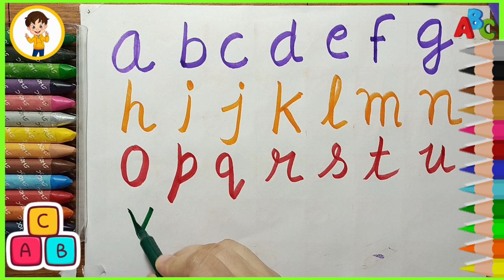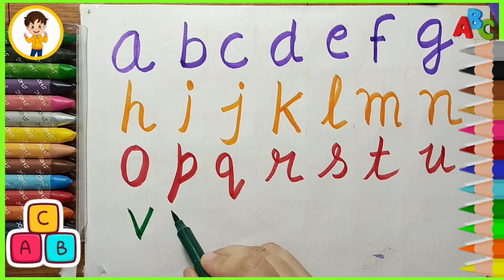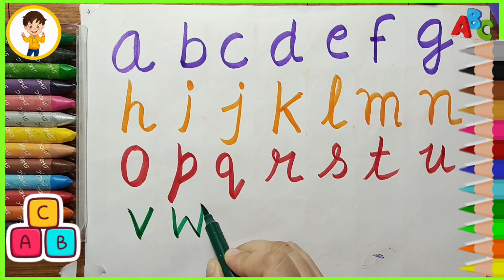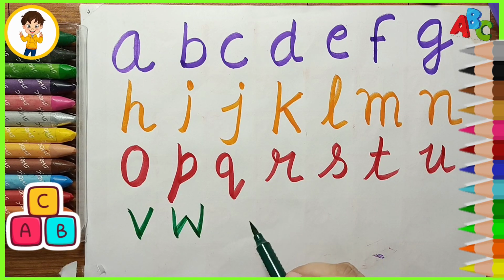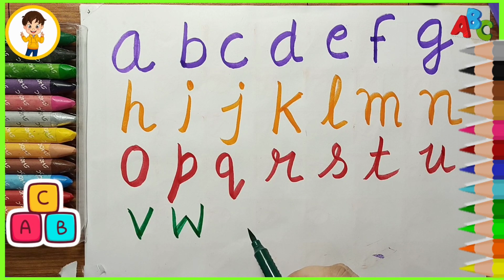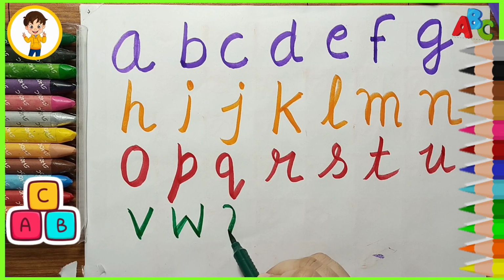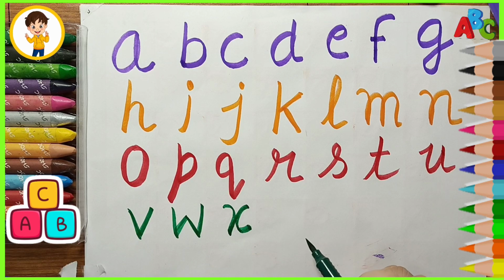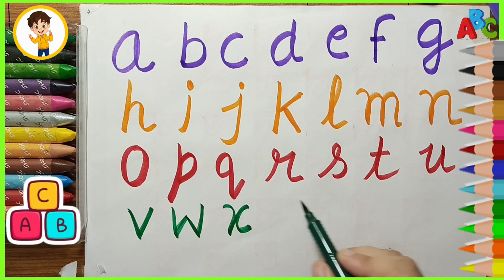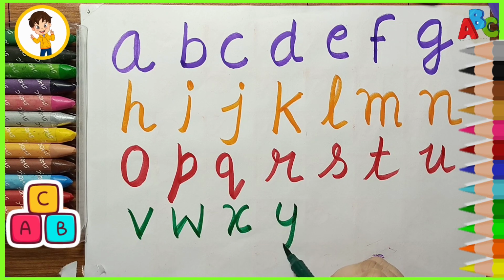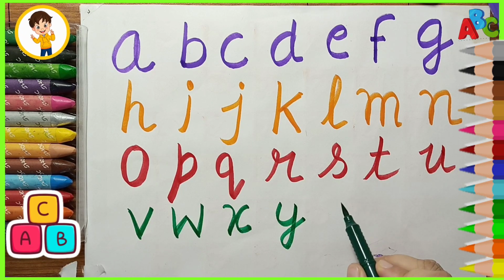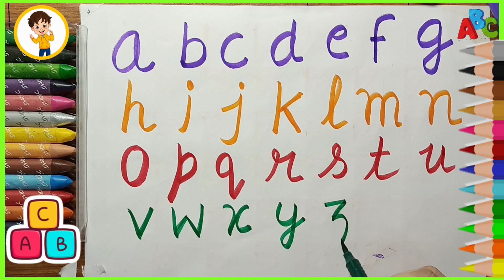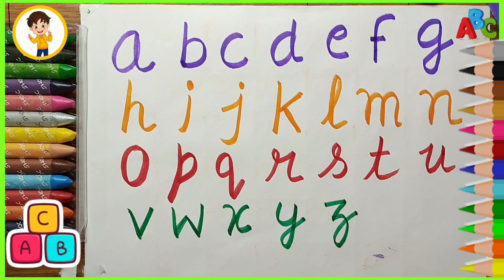V. V for van. W. W for watch. X. X for X-ray. Y. Y for yak. Z. Z for zebra.